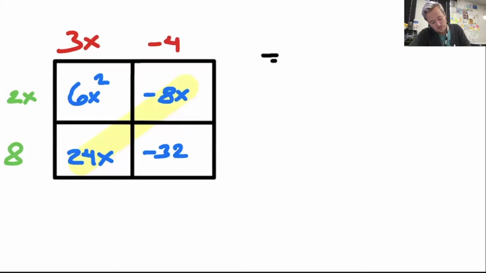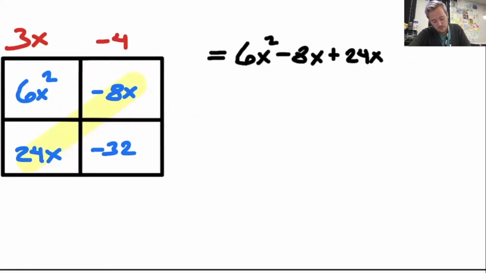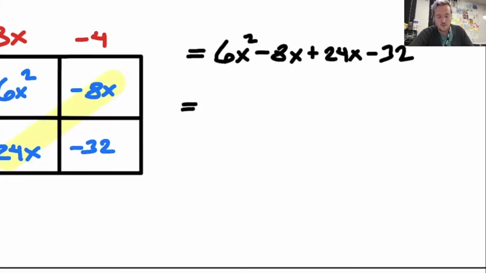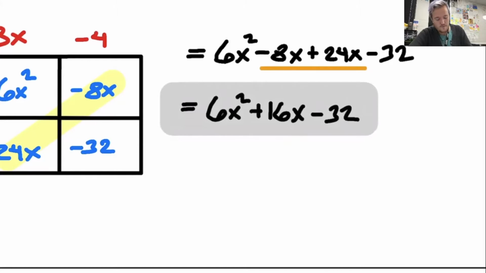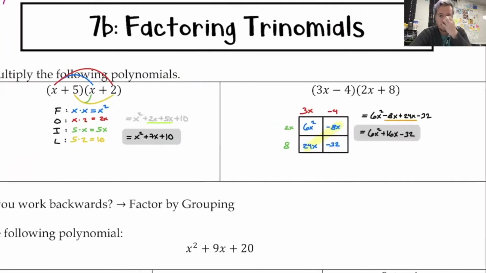All right, so I'm going to have 6x squared minus 8x plus 24x minus 32. I'm going to combine negative 8x and positive 24x. Those are my like terms. All right, so you're going to have 6x squared plus 16x minus 32. So this is your final answer here. If you want to do FOIL for both of these, that's fine. If you want to do the box method for both, that works just as well.